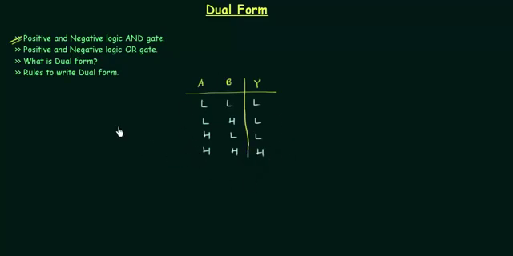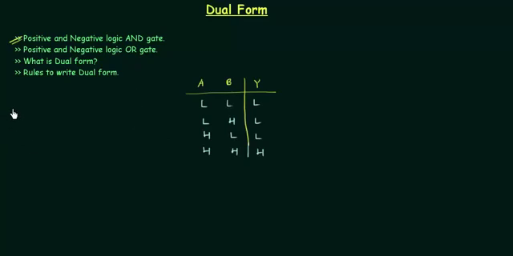Now we have to find out positive logic AND gate and negative logic AND gate. You have to remember what is positive logic and what is negative logic from the last presentation. It is very simple. We have to only convert this low to 0 and this high to 1 in case of positive logic, and low to 1 and high to 0 in case of negative logic, because this is what we mean by positive and negative logic.